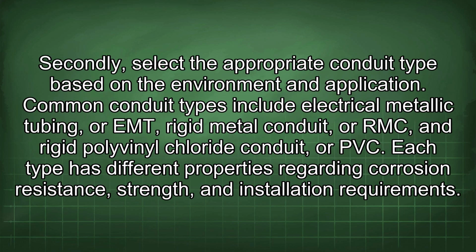Secondly, select the appropriate conduit type based on the environment and application. Common conduit types include electrical metallic tubing, or EMT, rigid metal conduit, or RMC, and rigid polyvinyl chloride conduit, or PVC. Each type has different properties regarding corrosion resistance, strength, and installation requirements.